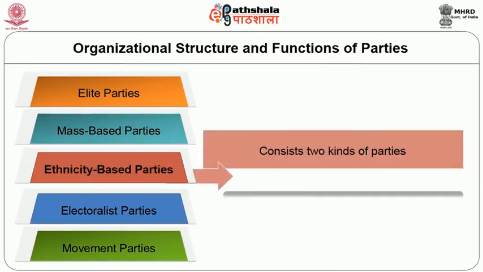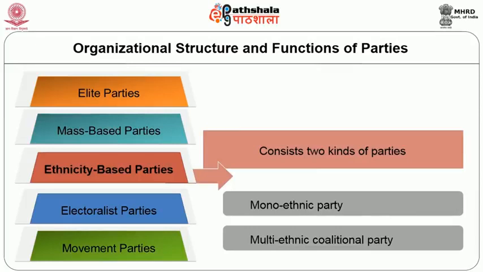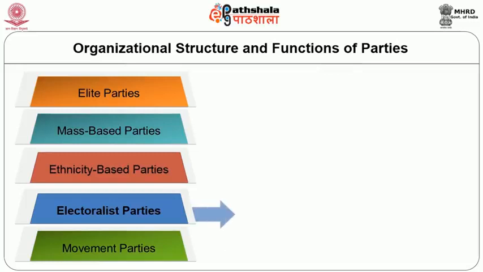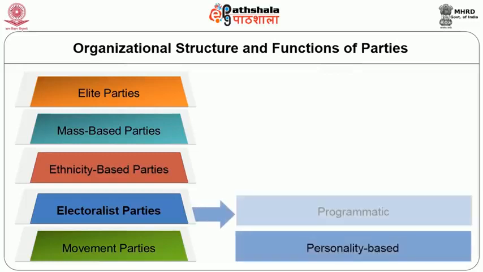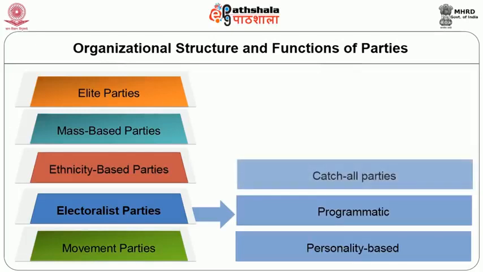And the third, ethnic-based parties, consist of two kinds of parties. Mono-ethnic parties that used to be ethnically exclusivist. And second, multi-ethnic coalitionalist parties that are coalitions of several ethnic groups and identities. The Indian National Congress up to the mid-1960s is a good example of the latter. And the fourth, electoral parties, may be personality based, programmatic or catch-all parties.